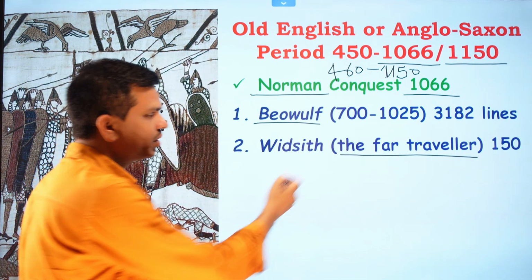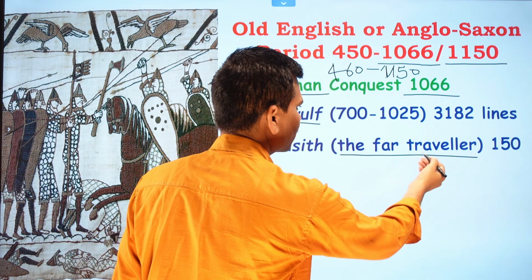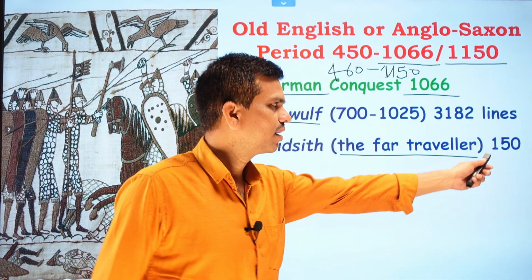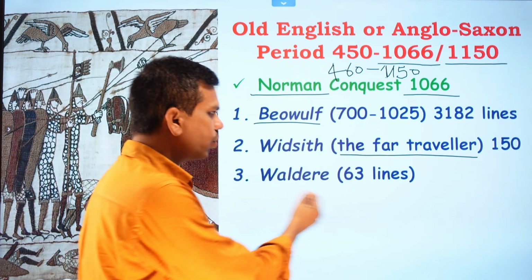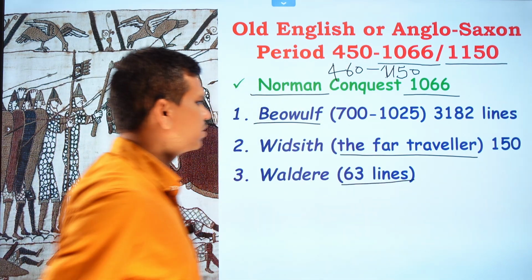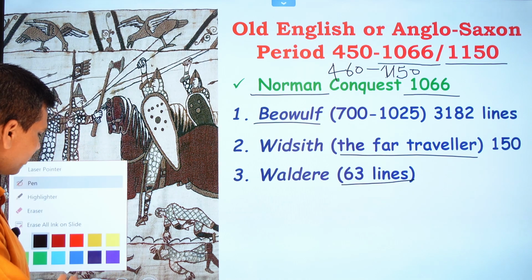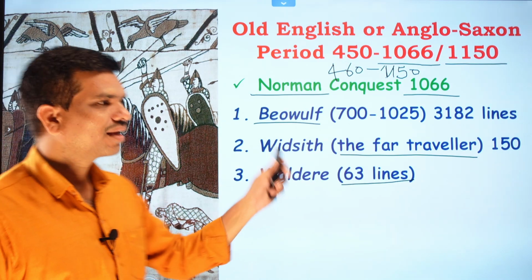Then second we have Widsith, which is also called the Far Traveller, and there are 150 lines in the poem. Next, number 3, Waldere. There are 63 lines in the poem, and these poems are among the earliest poems in English literature.